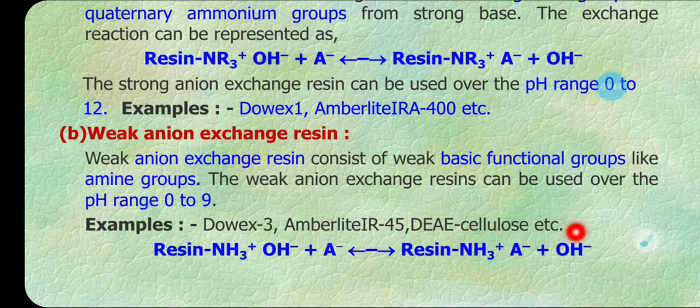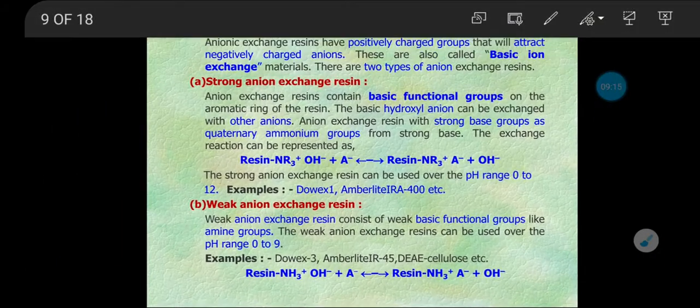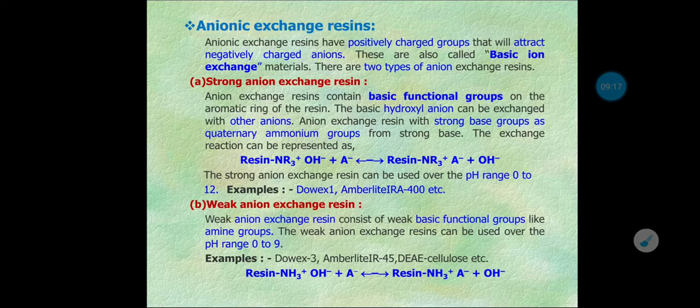DEAE cellulose, etc. The exchange mechanism of this weak anion exchange resin is: NH3 plus is a fixed ion, and OH is the exchangeable ion that will exchange with the anion in the mobile phase, and the exchanged OH comes out along the mobile phase. This is about anion exchange resin.